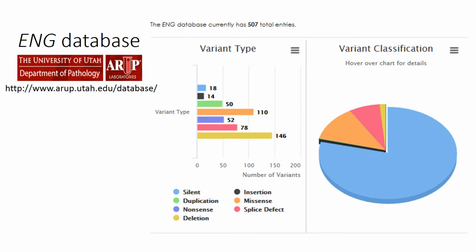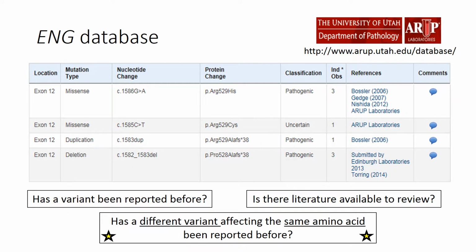Here is an example of the ENG gene database from ARUP laboratories. This graphic gives an overview of the types of variants in the database and the proportion of variants with each clinical classification. The database provides a complete list of all variants, including the location, variant type, nomenclature, classification, how many times it has been observed, and how it was identified, including publications. You can scroll through the data or sort by the headers.